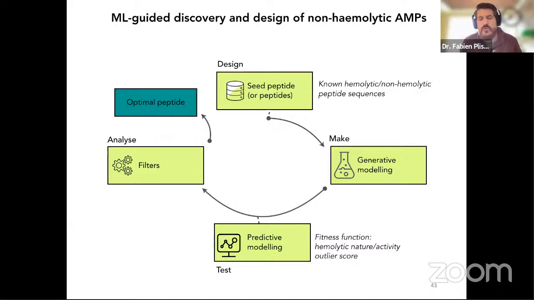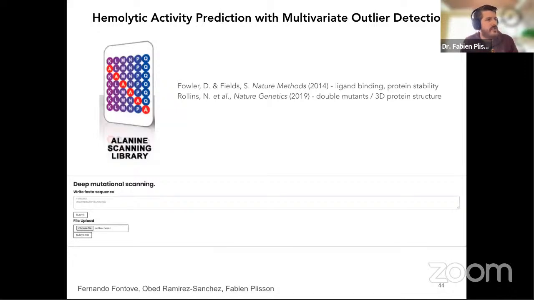You then apply your predictive model, whatever you used in the first place, to filter out the sequences that do not fall into what you like, meaning non-hemolytic sequences, for example. One application that we incorporated into the AppMode API is basically copying the alanine scanning library, called deep mutational scanning. Deep mutational scanning is the idea that you generate single or multiple mutants from a single peptide or protein sequence, and then you see how those mutations affect the fitness function of interest.